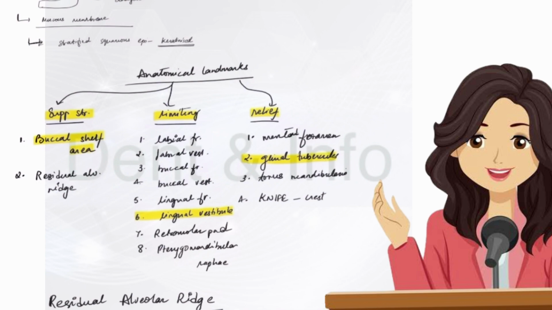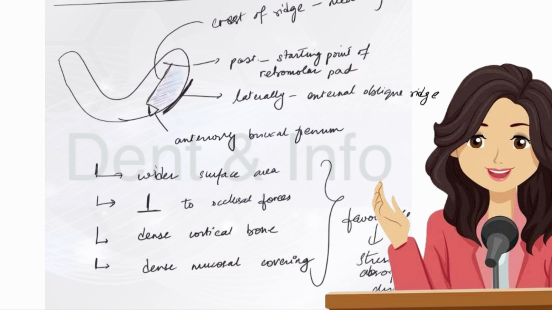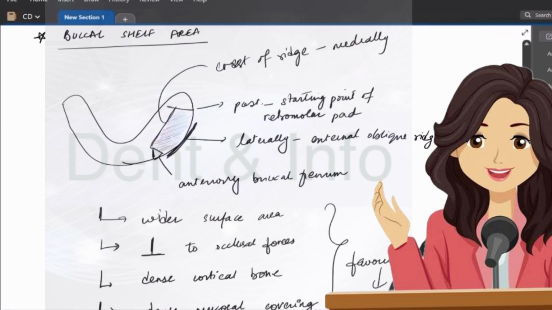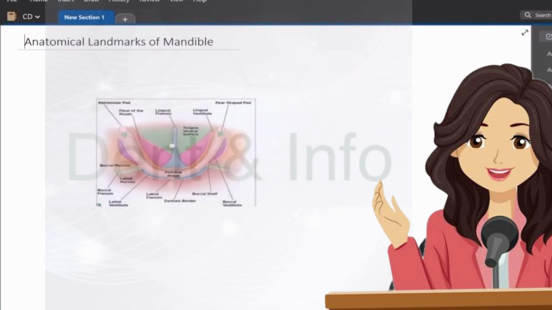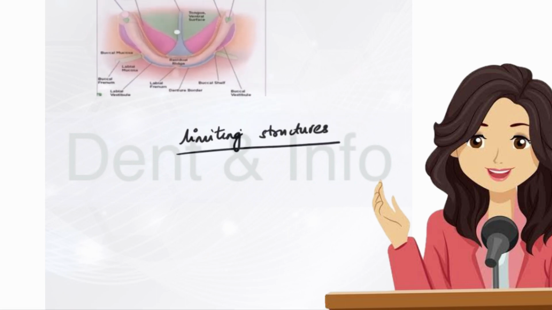Now, coming on to our limiting structures. Discuss our limiting structures of mandible. Let me just share the presentation. So I'll write down the correct page for it. I'll write down our limiting structures. Now what we'll do is we'll just discuss the points of difference that are present from maxilla.